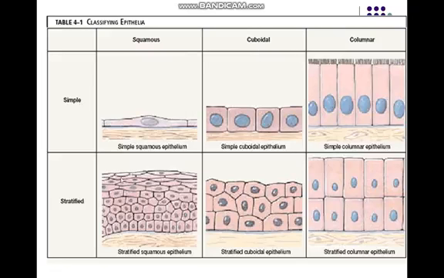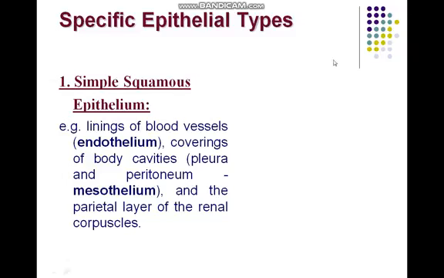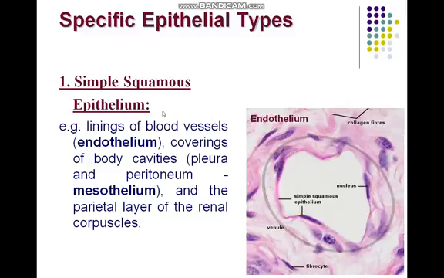This is a simple squamous, while this is a stratified squamous. And this is simple cuboidal, and this is stratified cuboidal. This is a simple columnar, and this is a stratified columnar. We have a specific epithelium in different organs in the human body, starting with the simple squamous epithelium.